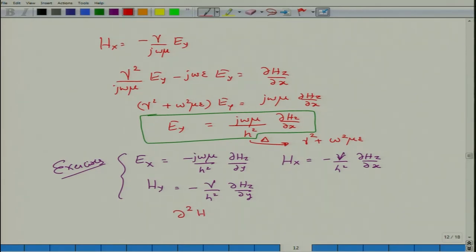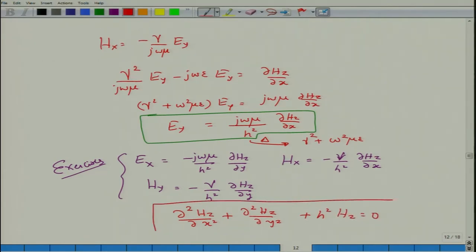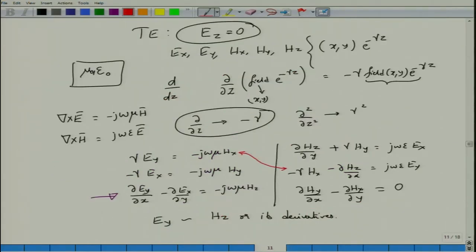I obtain del square Hz by del x square plus del square Hz by del y square plus h square Hz equal to 0. Okay. So, all I have to do is go back to this equation and then substitute for Ey. I know Ey is equal to j omega mu by h square into del Hz by del x. I don't have to differentiate, I just have to substitute for Ey and then substitute for Ex into these expressions. Because Ey will be j omega mu by h square into del Hz by del x, there is already a del by del x over here. So, this fellow will become j omega mu by h square del square Hz by del x square.